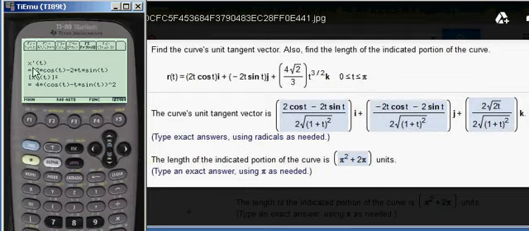So x prime of t is equal to this, and then x prime of t squared is equal to this right here. Same thing with y of t. Here's the square of it, and here's the square of the z parameter, k.